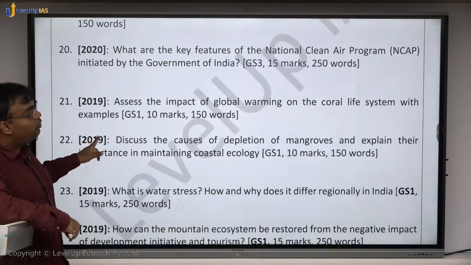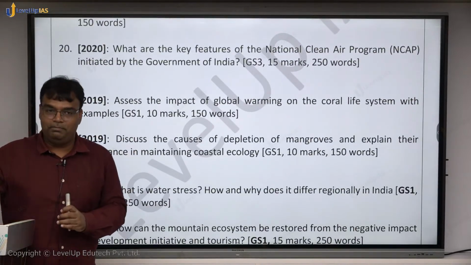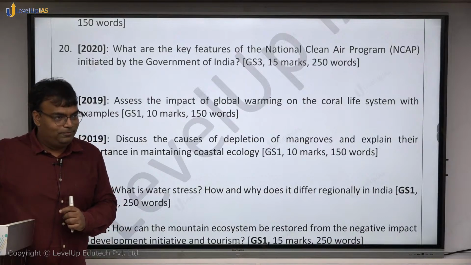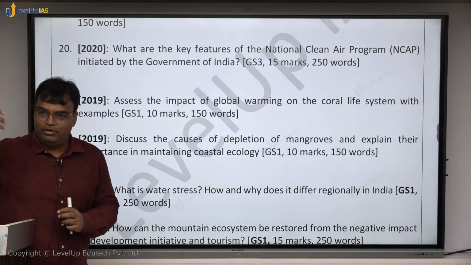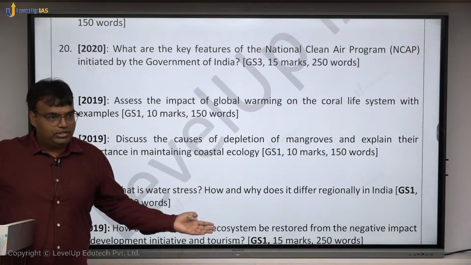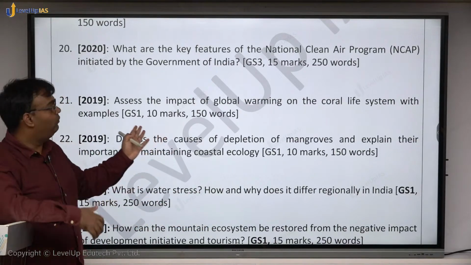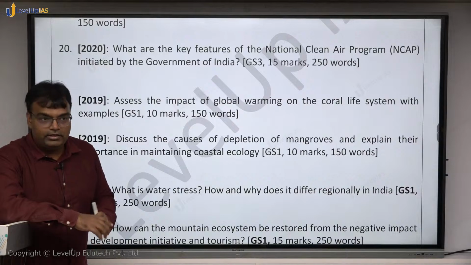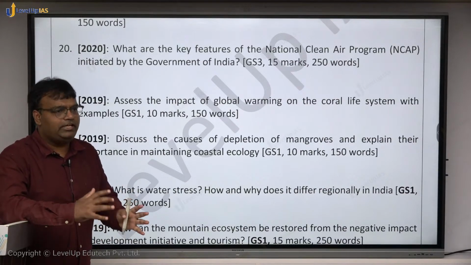Assess the impact of global warming on coral life. अब देखो global warming का impact on food security of tropical countries पूछ रहे हैं, global warming का impact in general पूछ रहे हैं, global warming का इंडिया पे क्या impact हो सकता है, global warming का impact कोरल लाइफ पे पूछ रहे हैं, क्या आप देखोगे मैंग्रोव्स पे क्या इंपैक्ट है. This kind of questions have been asked.